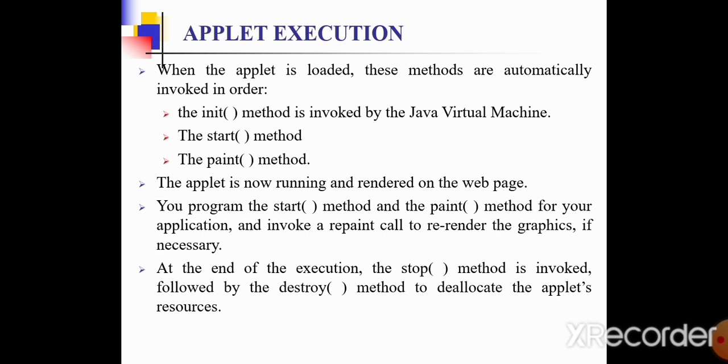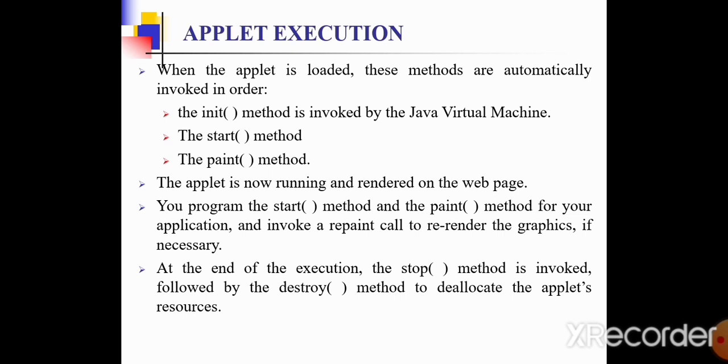In applet execution, when the applet is loaded, these methods are automatically invoked in order. The init method is invoked by the Java virtual machine, called JVM, and the start method starts the applet. The paint method will paint according to the diagram, and it will show the output. The applet is now running and rendered on the web page.